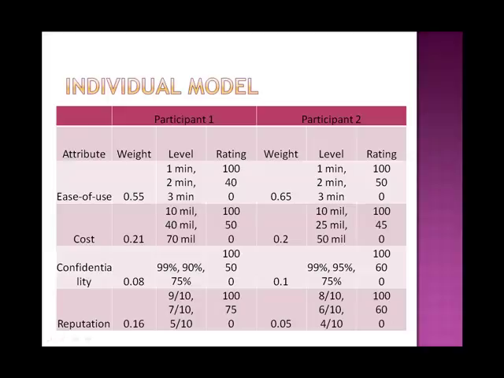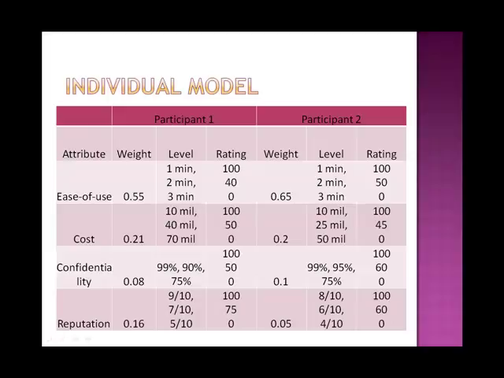For example, participant 1 felt that for ease of use, the average time to enter a new patient would take 1 minute for a very good system, 2 minutes for an average system, and 4 minutes for a poor system. For cost, $10 million is a cheap price for the cost of implementation of an EHR, $40 million is an average price, and $70 million is an expensive price. For confidentiality, a company with a 75% guarantee for confidentiality is not the most secure, a company with a 90% guarantee for confidentiality is average, and a company with a 99% guarantee for confidentiality is the best security.